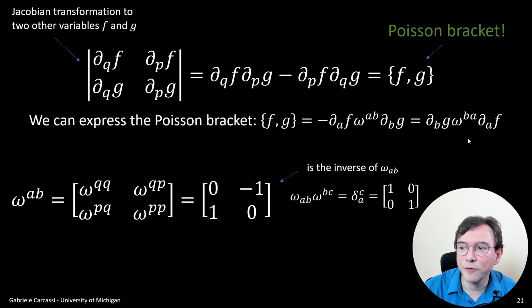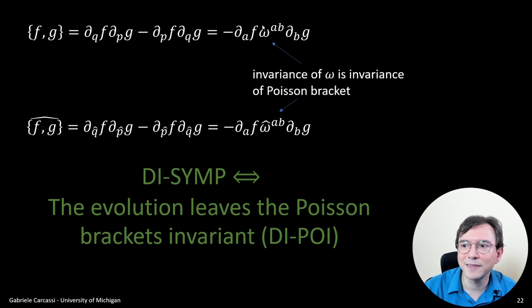And now that you've written it this way, you know that omega is conserved by the evolution. Well, if omega is conserved by the evolution, the inverse of omega is also preserved by the evolution. And therefore, the Poisson bracket calculated in the new coordinates, in the new P and Q, has to be the same as the Poisson brackets calculated on the old Q's and P's. And so the fact that the evolution leaves the Poisson bracket invariant is yet another characterization of Hamiltonian mechanics, because this is equivalent to the characterization with the symplectic form.